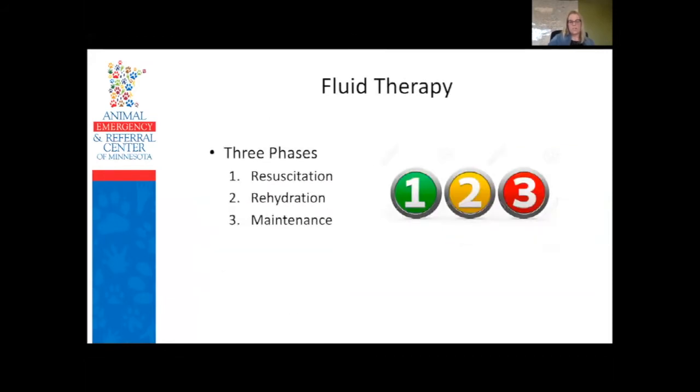So great, you've assessed your patient, you've assessed its perfusion, you've assessed its hydration, you say, yep, you need fluids, we need to start treating you, and we've gotten to the point now where we can start talking about how we do that. There are three main phases to any fluid therapy plan. The first is resuscitation, the second is rehydration, and the third, which goes hand in hand with the rehydration phase and then on its own, is maintenance. We're going to go through each of these one by one.